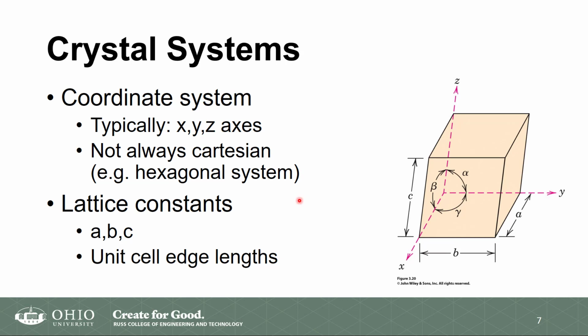The other thing we will talk about when describing crystal systems are the lattice constants. And so your lattice constants describe the edges, or the dimensions rather, of your unit cell. And you'll notice that those constants are also parallel or related to the axis that you choose. So for instance, the c lattice constant is related to the z axis, and so on and so forth.